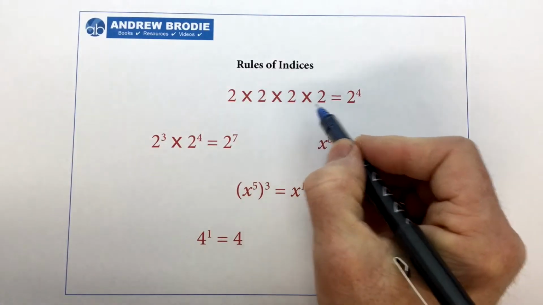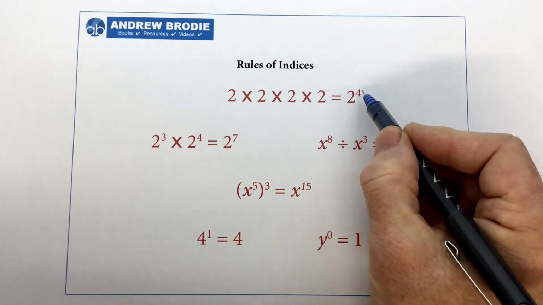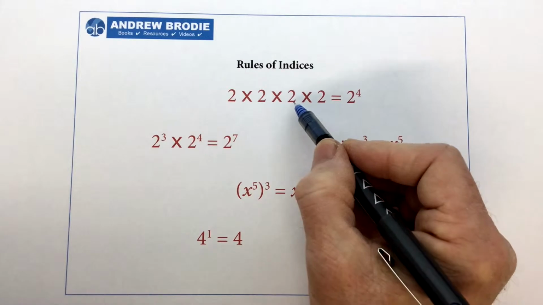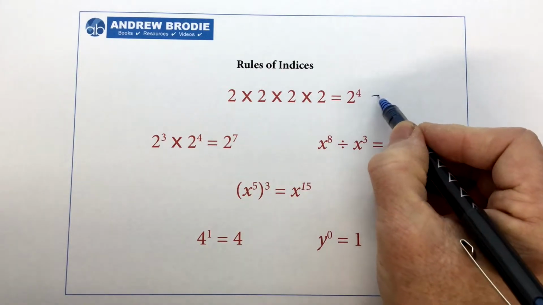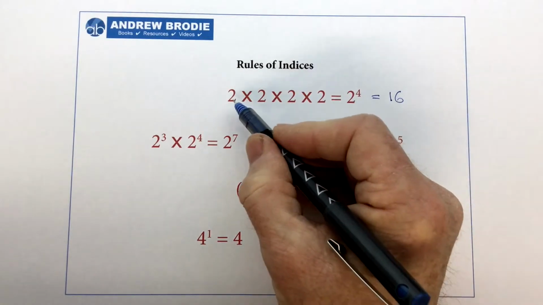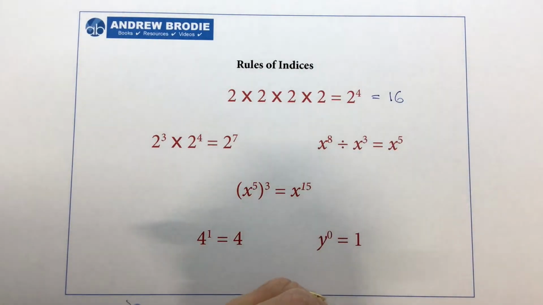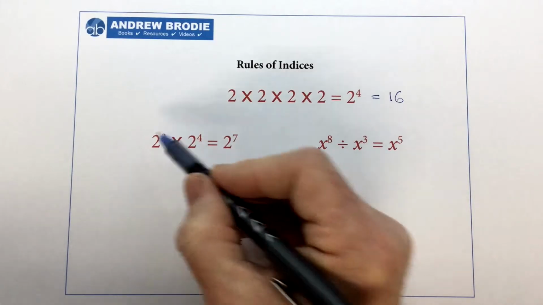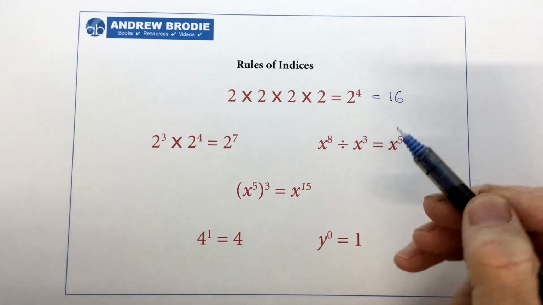2 times 2 times 2 times 2 is 2 to the power 4. It has a value of 2 times 2 is 4, times 2 is 8, times 2 is 16. It has a value of 16. The little 4 is there to show that we've got 4 2's all multiplying each other. 2 cubed times 2 to the power 4 is 2 to the 7. All we had to do is add the indices.